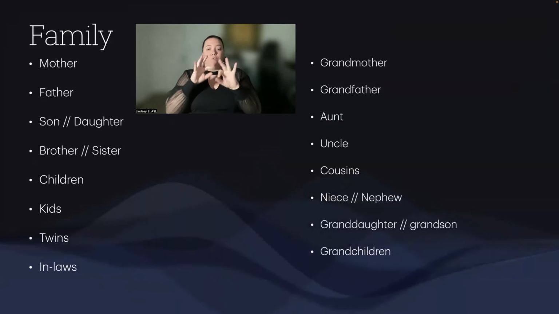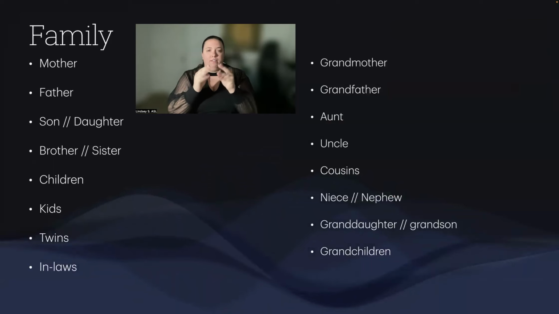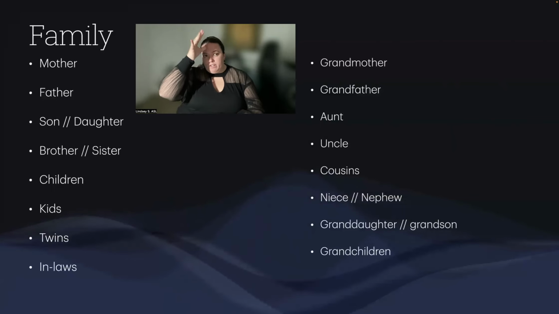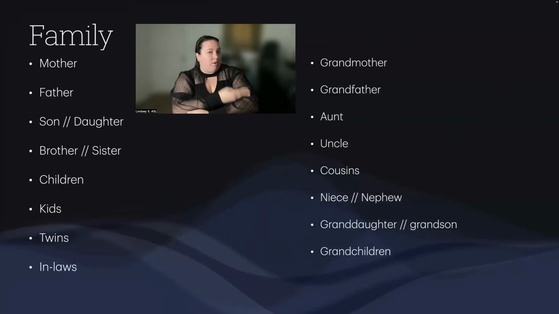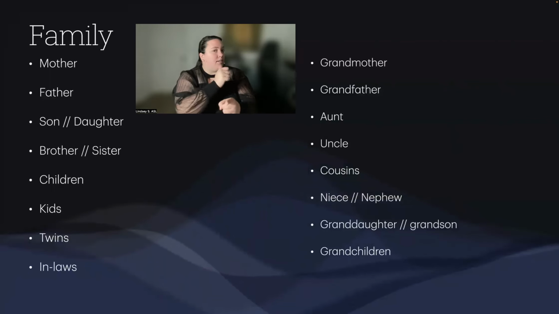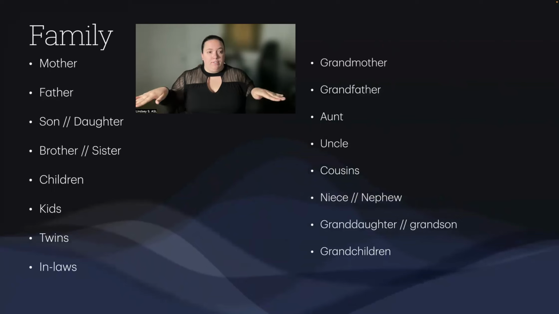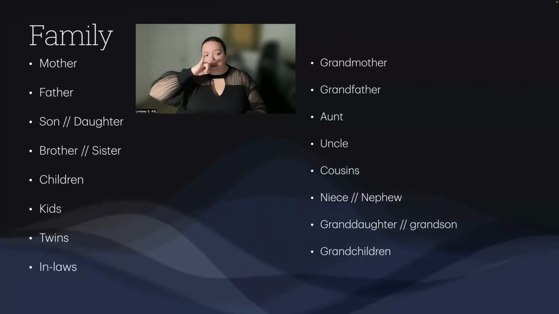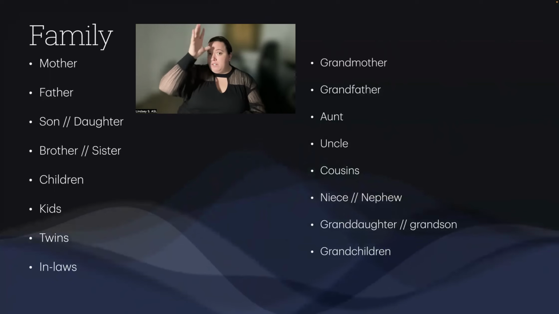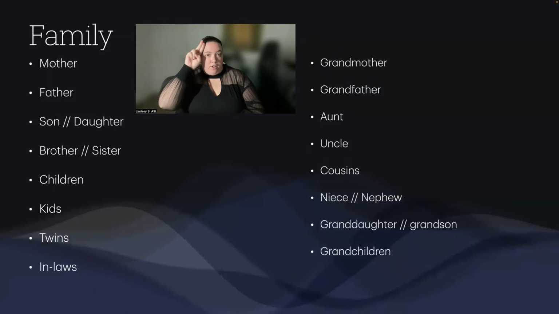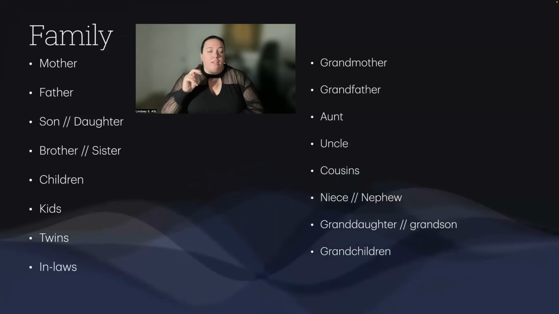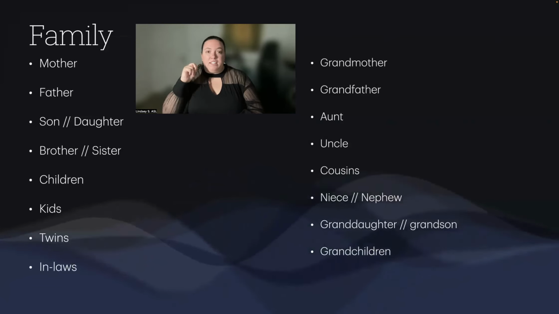So following with the sign for family, you can also sign family. We have mother, father, son, daughter, okay? Son, daughter, brother, sister, children, kids, which rock on hand, twins, in-laws, grandmother, grandfather, aunt, uncle, cousins, and you can do boy cousins, neutral cousins, girl cousins. Then we have niece and nephew.